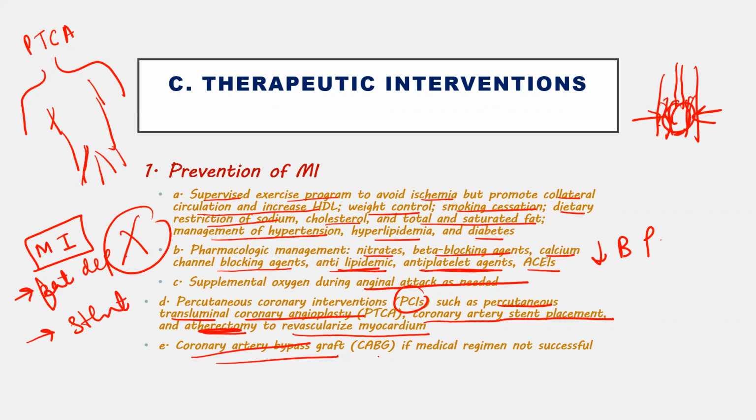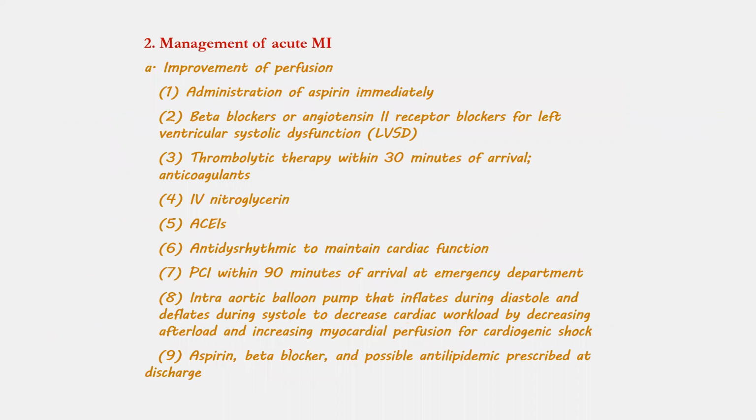Coronary artery bypass graft. This can also be done. If all the medical regimens are not successful, then we have to create a bypass from the coronary artery. Okay, so all these are the management. Now, management of acute MI.